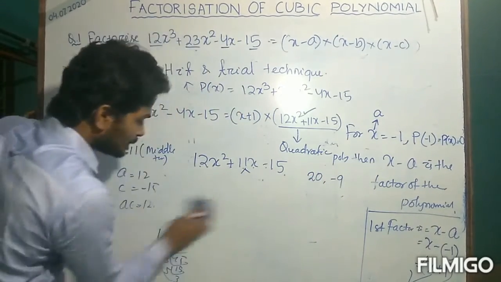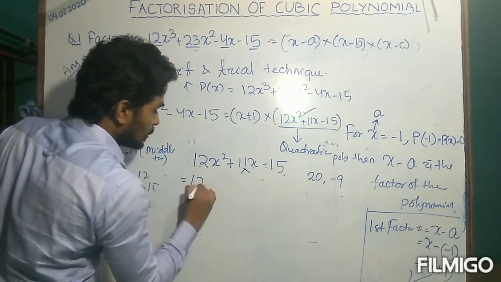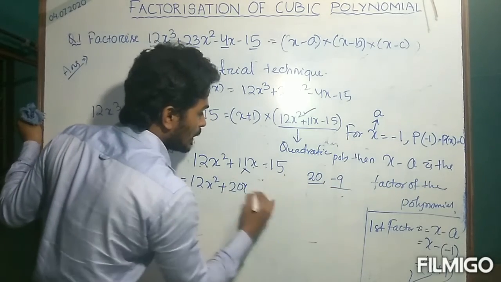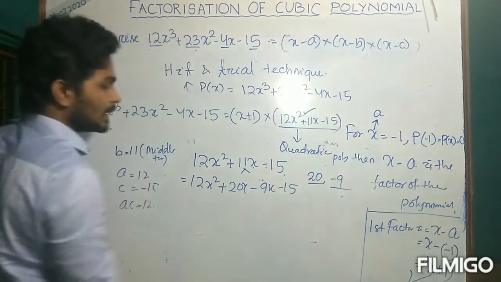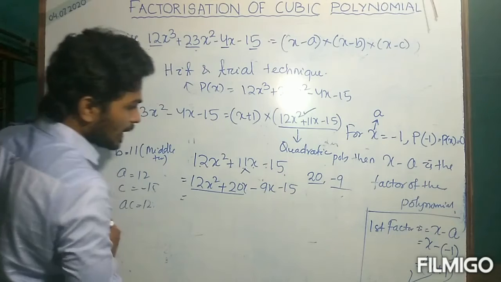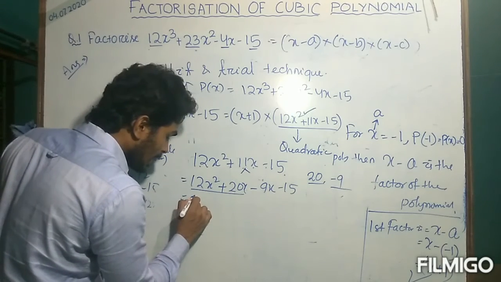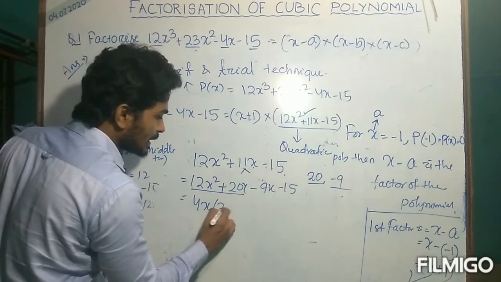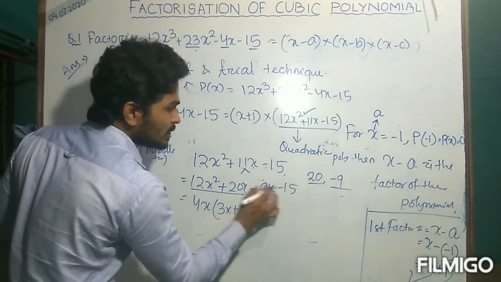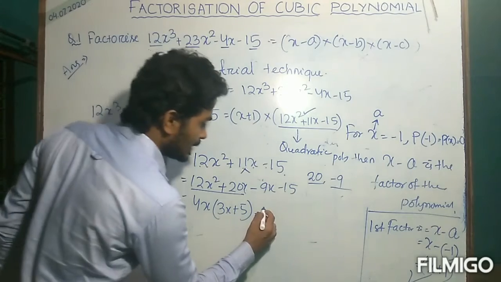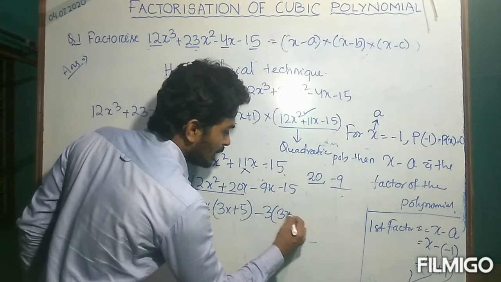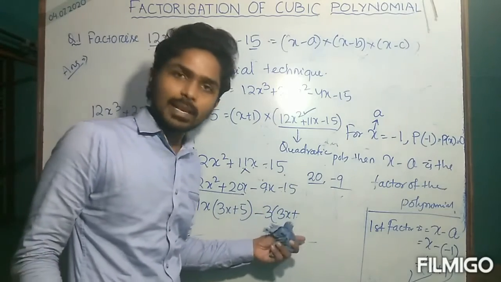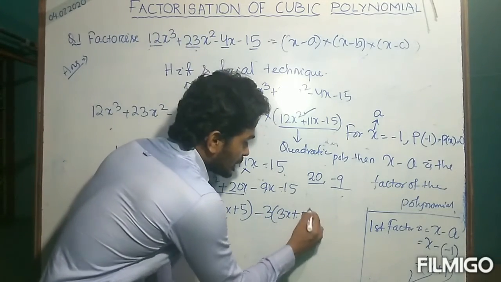So we can write 12x square plus 20x minus 9x minus 15. So now from these two terms we can take 4x as common, so it will be 3x plus 5. Now from these two terms minus 3 is taken common, so the remaining will be 3x plus 5. It will be plus because when minus is taken common, then inside the bracket the sign will be changed.